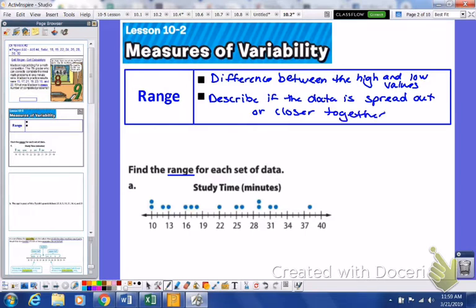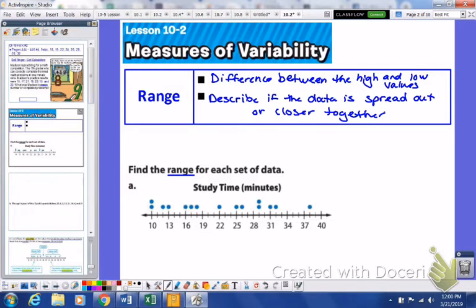Okay, so your range is the difference between your high and your low values. All we're doing is subtracting our max minus our min. And then once we have our range, it's going to help us describe if the data is spread out or close together. Obviously, a large range would tell us that the data is very spread out. A small range would tell us that it's pretty close together. So a couple quick examples. We want to find the range of each set of data.